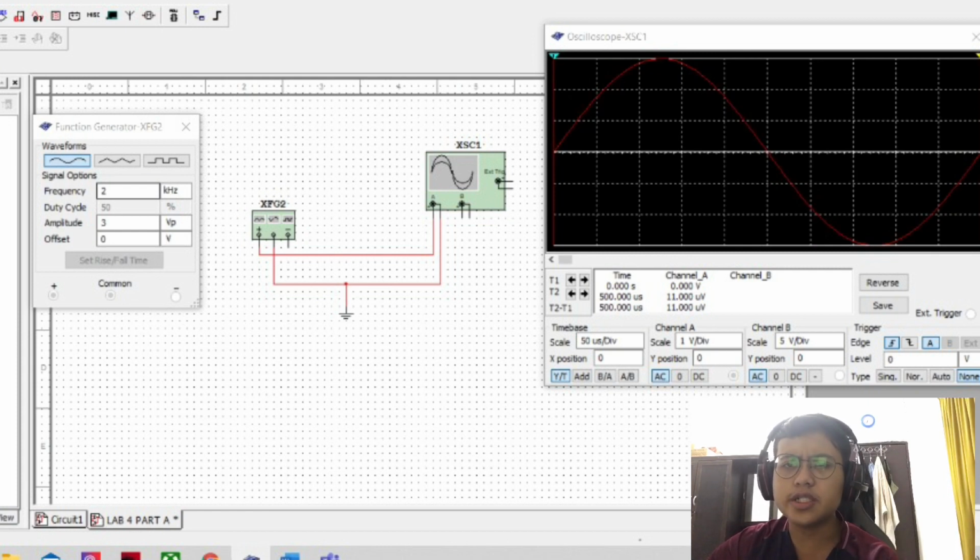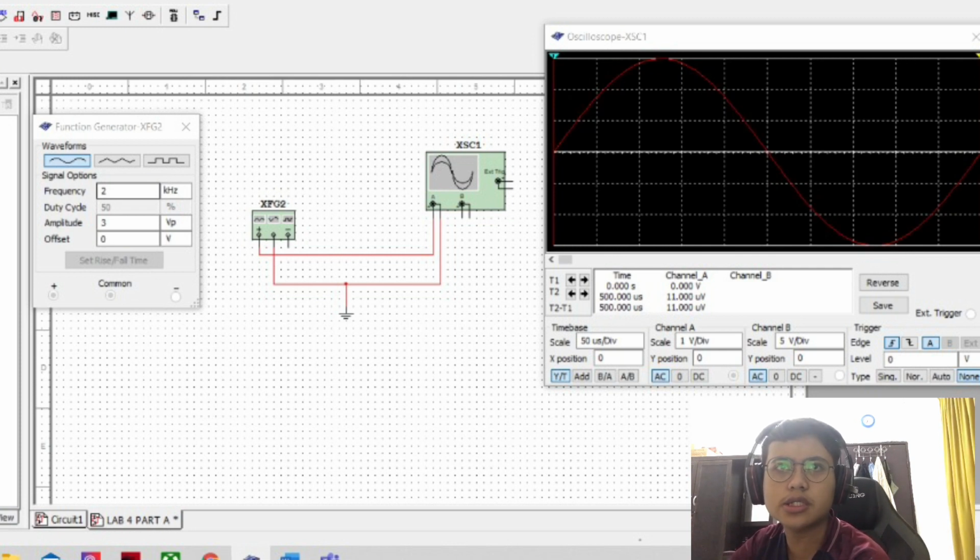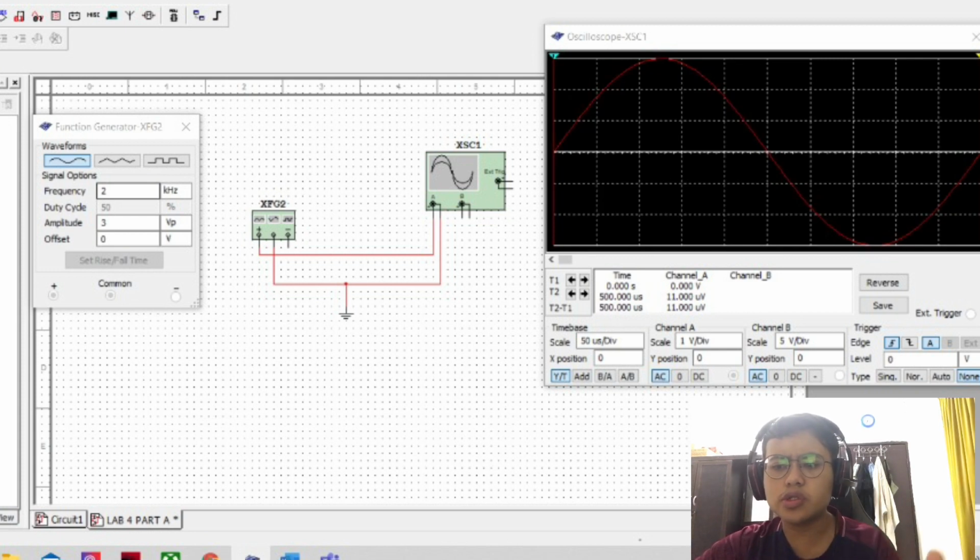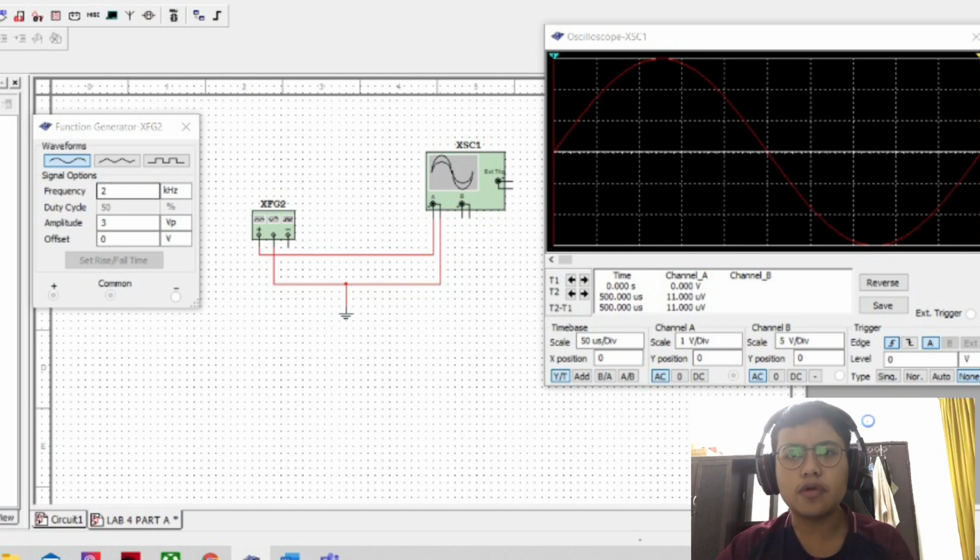A function generator is a piece of electronic test instrument used to generate and deliver standard waveforms, typically sine and square waves, to a device under test. From the Multisim, we see three waveforms: sine, triangle, and square. You can choose any value of frequency and any value of amplitude on the function generator.